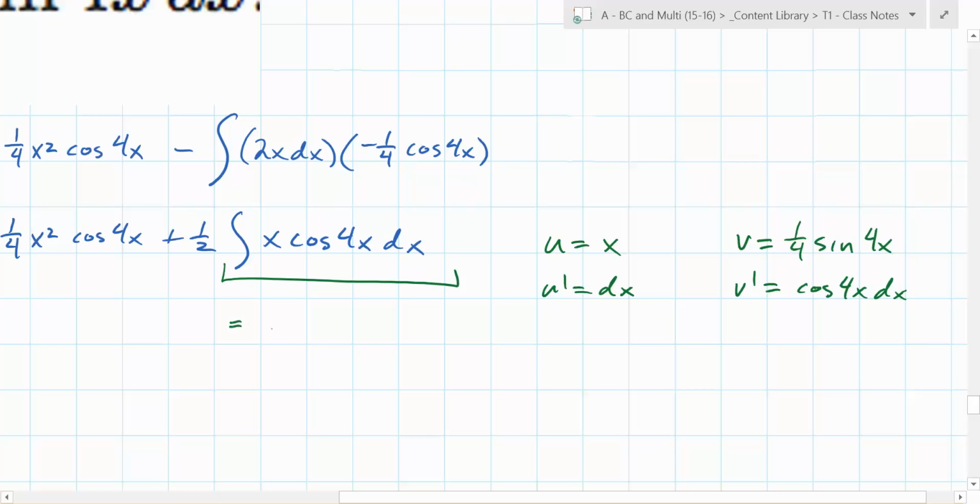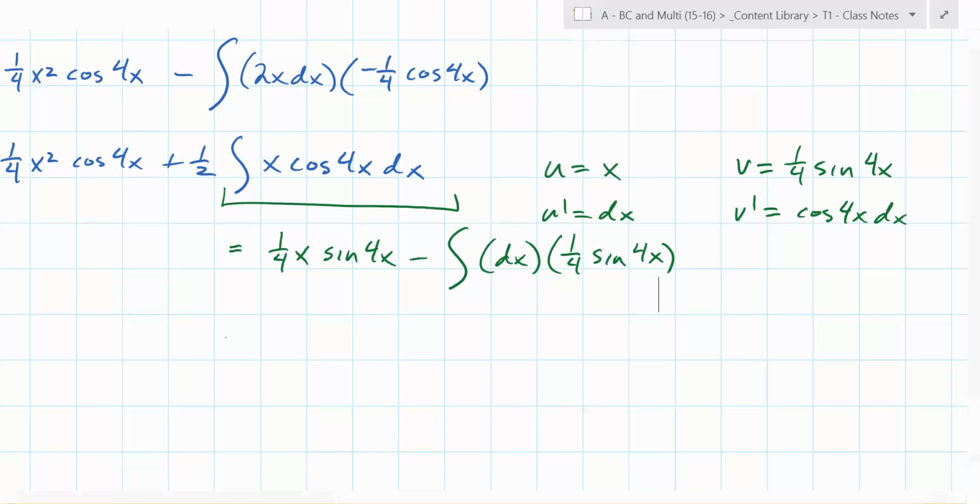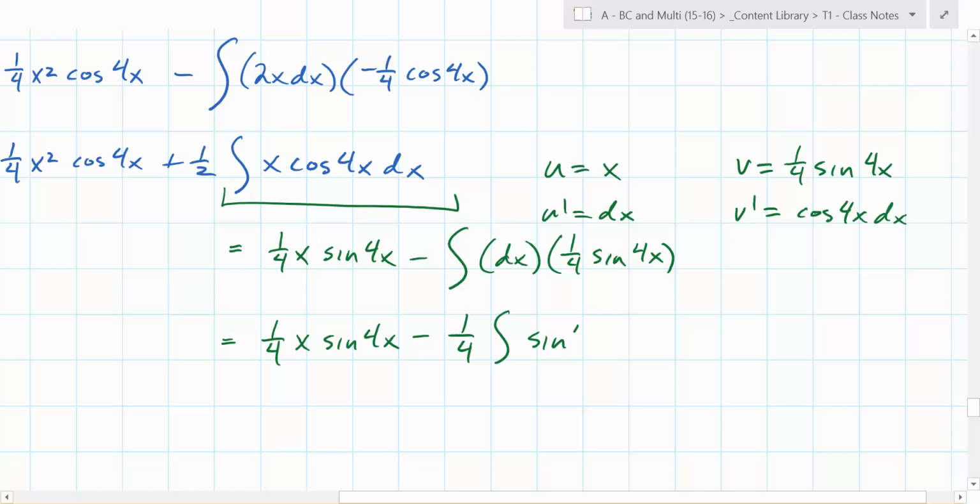So that's going to be equal to u times v. So it's going to be 1/4 x sine of 4x minus the integral of what? dx times 1/4 sine. Is that right? Did I pull that right? I think so. So we end up with 1/4 x sine of 4x minus the integral of 1/4 sine 4x dx.